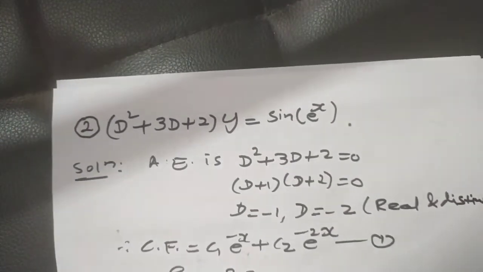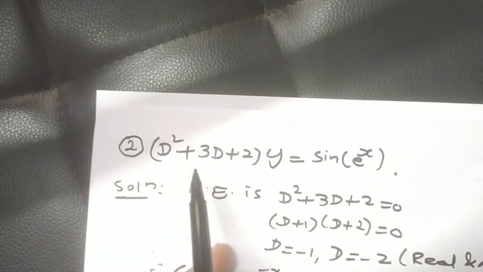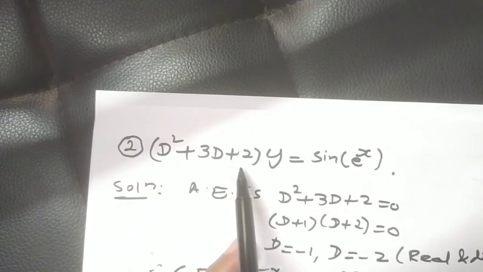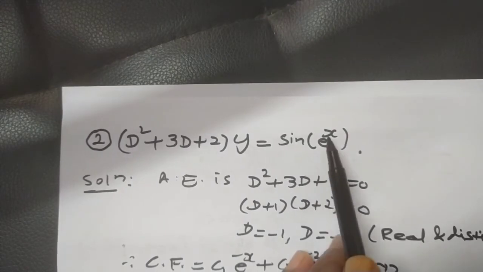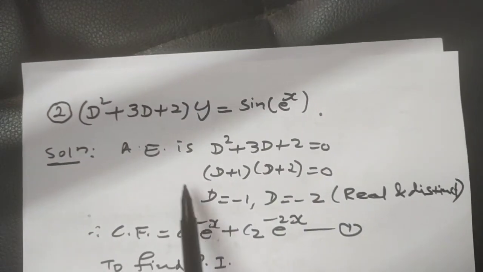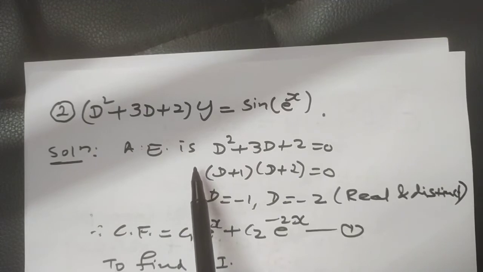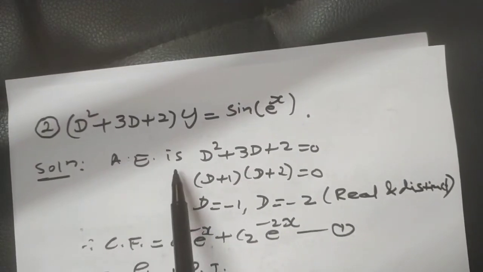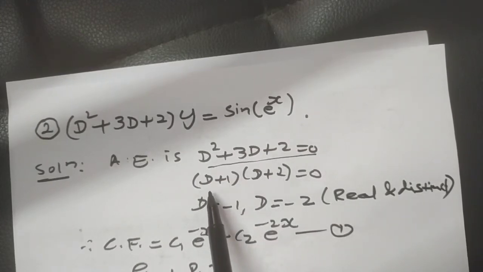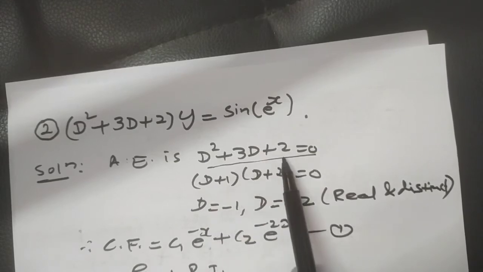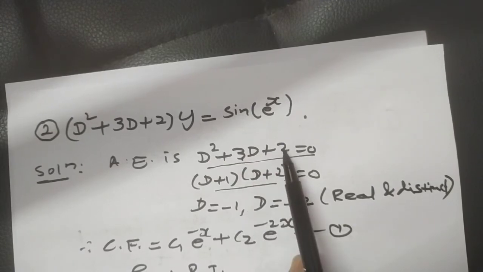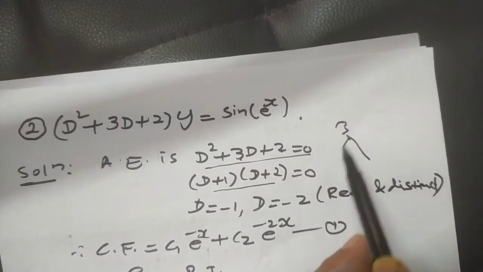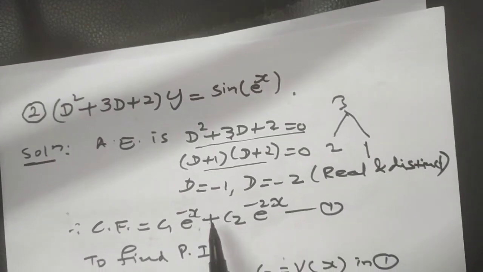So one more example is solved by the method of variation of parameters, a linear differential equation: D square plus 3D plus 2 y is equal to sine of e raised to x. Now as usual we find the complementary function by the usual method. The auxiliary equation is f of D equal to 0, meaning D square plus 3D plus 2 is equal to 0. We get the roots of this by calculator or manually. So you have to search for numbers whose sum is 3 and product is 2. The numbers are 2 and 1.